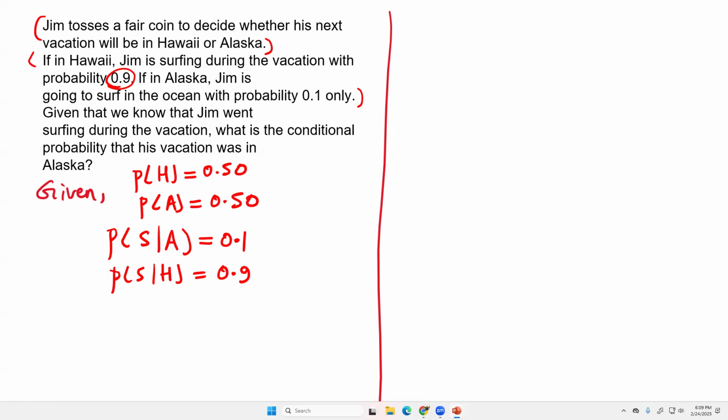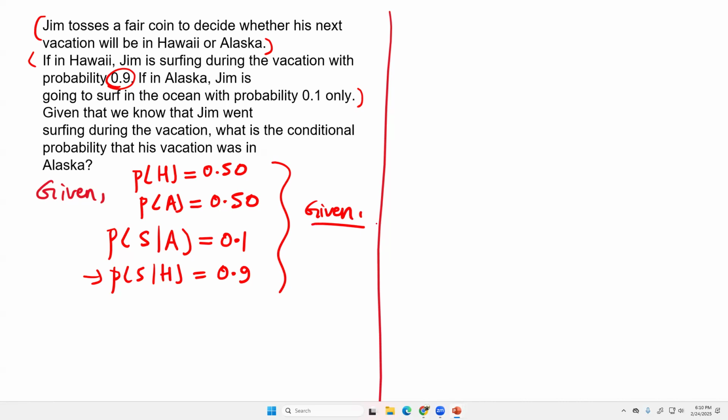Given that he goes to either of the two places, the probability of him surfing is the following. And it also makes sense, right? If he goes to Hawaii, it's more likely he surfs than if he goes to Alaska. I don't know if you can surf in Alaska. So these are all the things that are given to you. Okay, so these are given in the question.